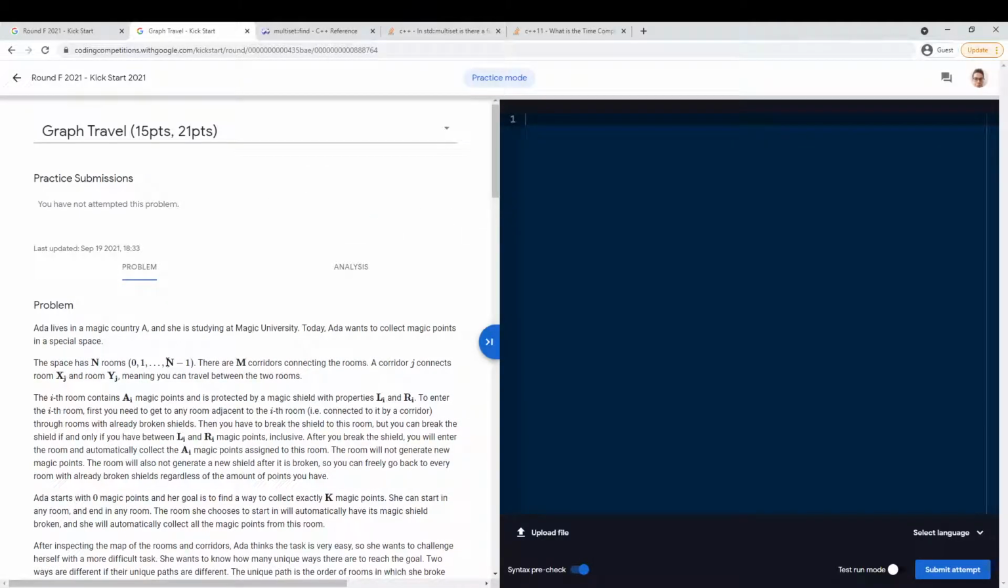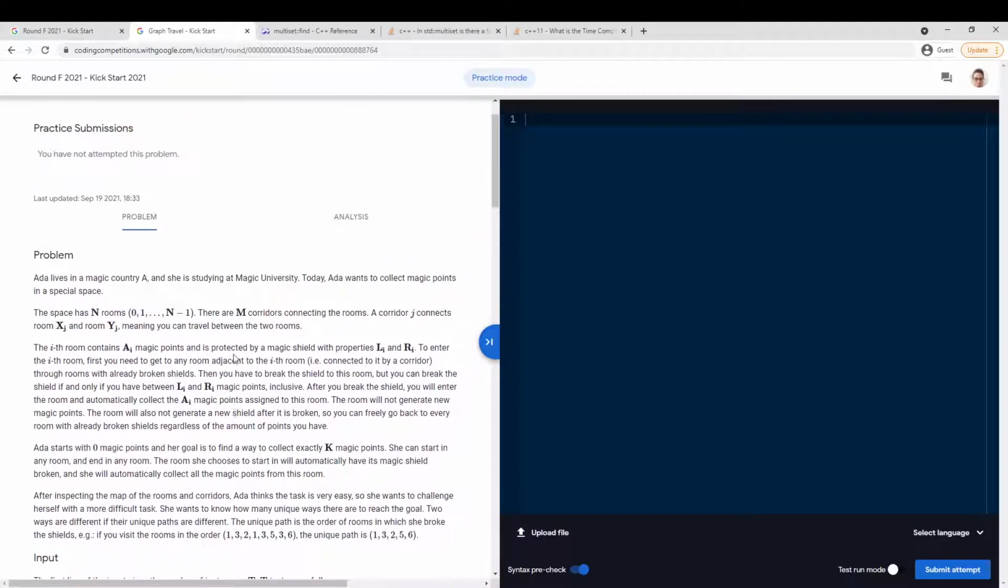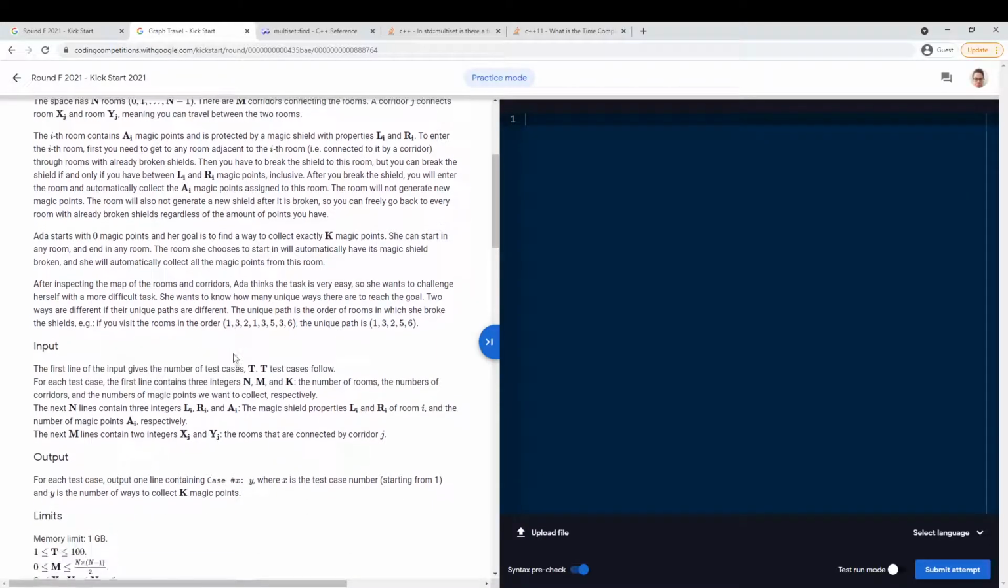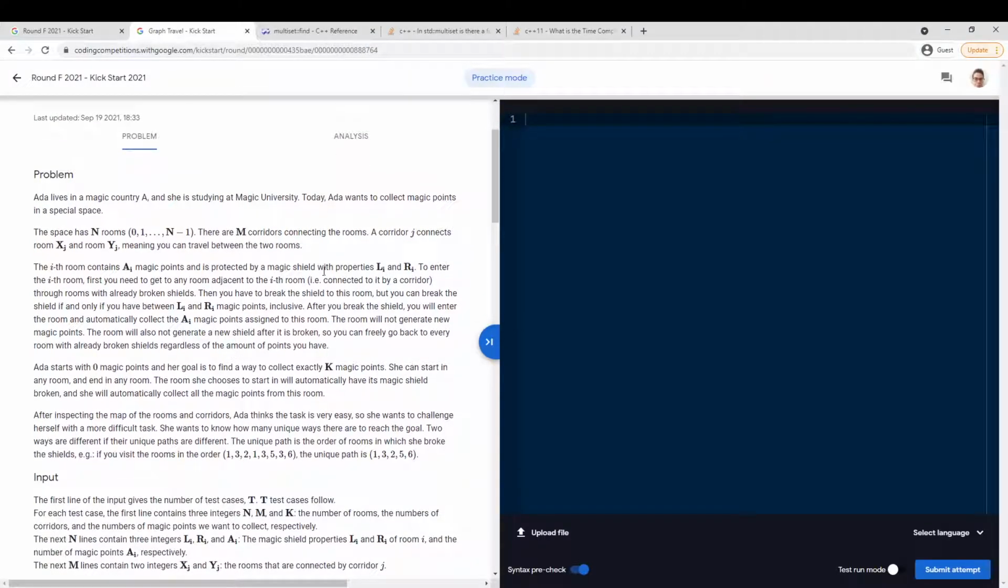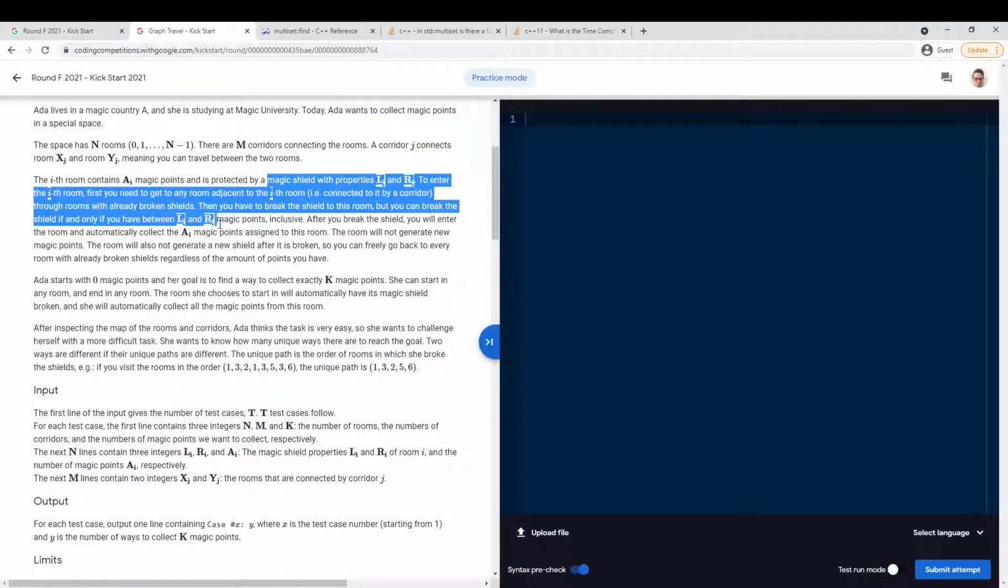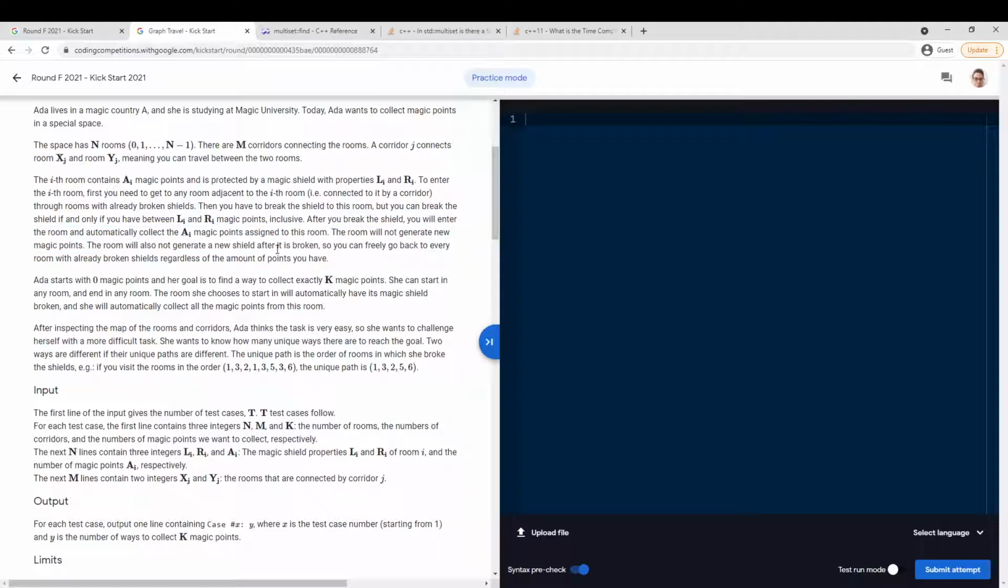Looking at the last column, Google Kickstart 2021 round F, Graph Travel. Okay, so we have n rooms and n corridors, so we have a graph. Each room has some number of magic points. To get into a room, you have to have between L and R magic points, and then you get the magic points in that room, and that's it.